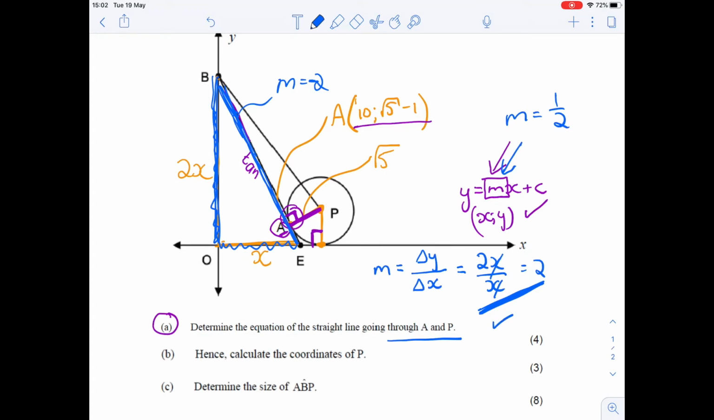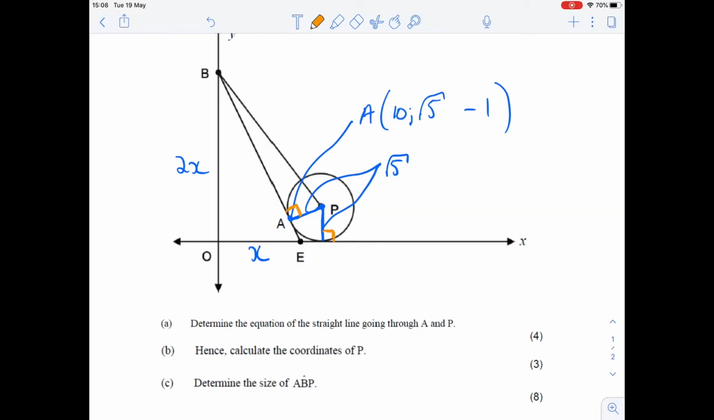Now we'll go and have a look at B. Now for number B, it says hence calculate the coordinates of P. Hence means building on what we've already found out in number A. So hence calculate the coordinates of P. P is going to be the center of the circle and it has the coordinates x and y. So essentially we're looking for x and for y.